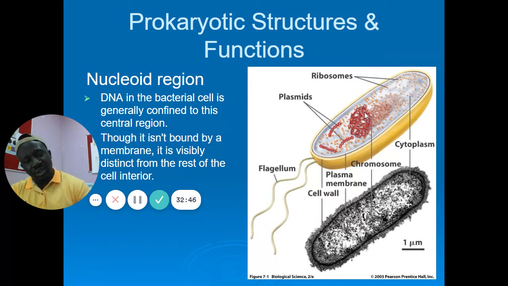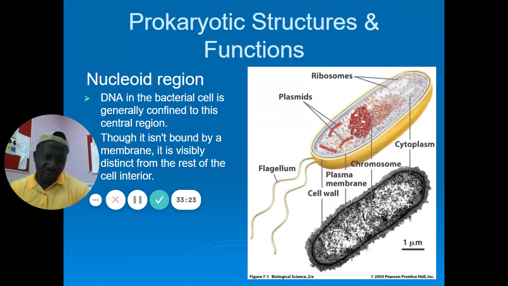Much as this nucleoid is not found in any membrane, as we can see in eukaryotes where it is in the nucleus, still we can see it is visible, and it is distinct from the other parts. So in prokaryotes, the nucleoid can be easily seen. Remember, the name prokaryote comes as a result of lack of a nucleus, meaning before nucleus. So these cells evolved before the nucleus, and that's why it looks like this.